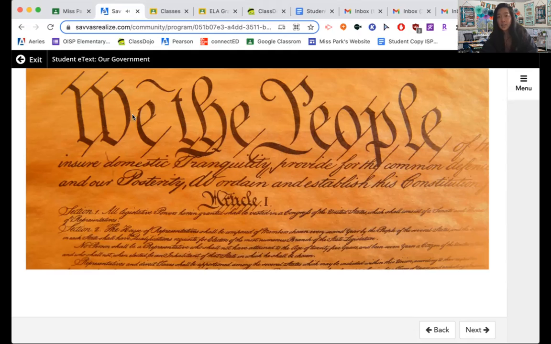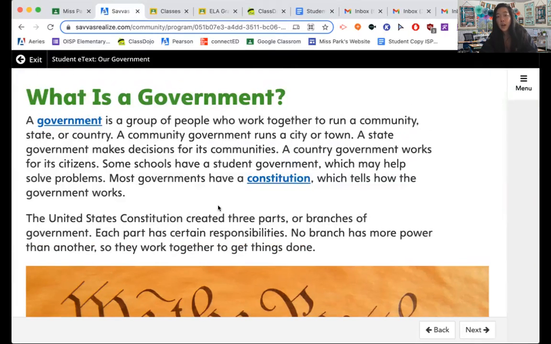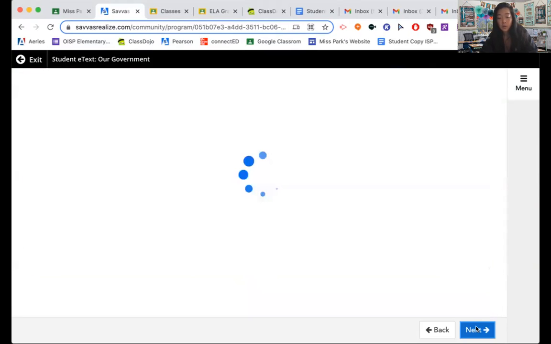And so this is the first part of our Constitution of America. Okay, so a government is a group of people who work together to run a community, state, or country. And then governments have constitutions, which tell us how the government will work.